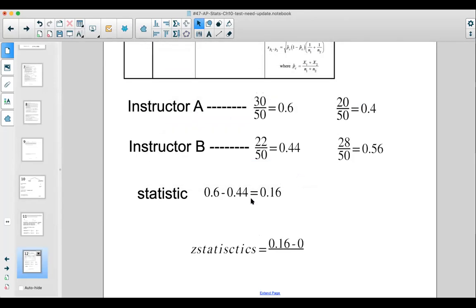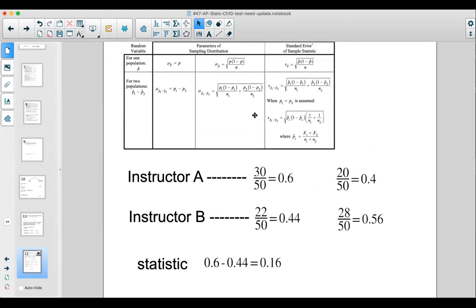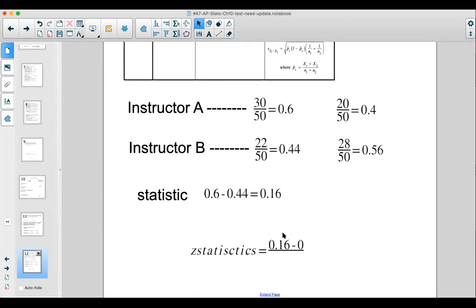Now the denominator has to be the standard error of this. So how do you get the standard error? The success-failure product divided by 50, and you have to multiply the numerator and divide by 50. So that's the equation. Let's write it down.